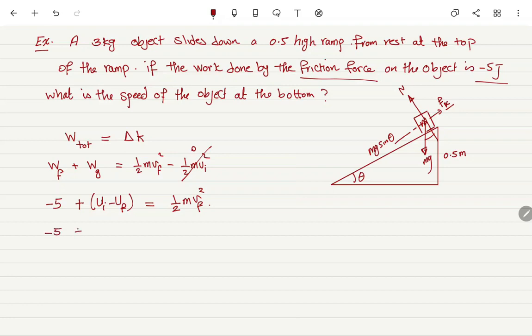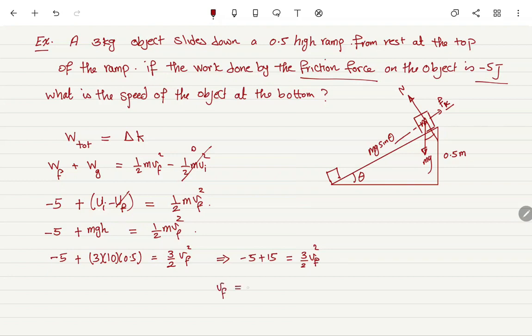So minus 5 here plus U initial, which is mg h. U final here is equal to 0 because the height of the object at the final position is equal to 0, equal to half m v final square. Minus 5 plus 3 times 10 times 0.5 equal to 3 over 2 v final square. In other words, minus 5 plus 15 equal to 3 over 2 v square final, and v final in this case is equal to 2.54 meters per second.